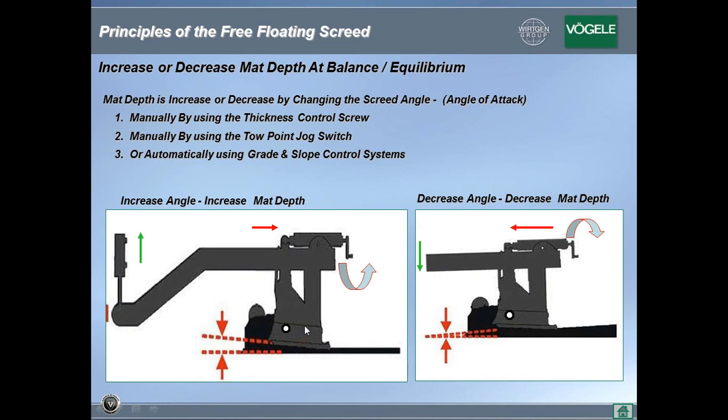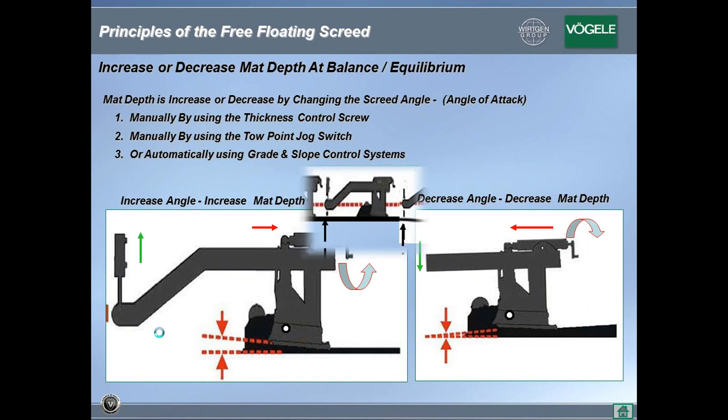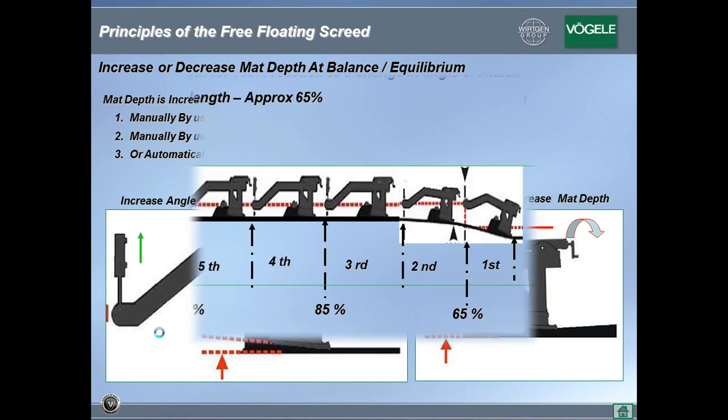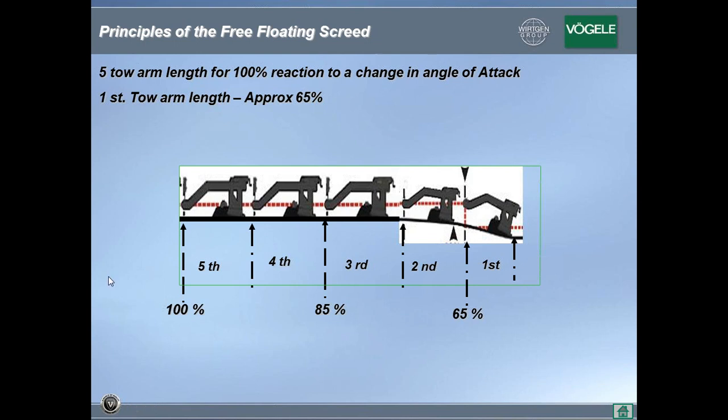So asphalt flows under the screed, pushes the screed up, and the entire mass rotates about that point to give you a thicker mat, or rotates downwards to give you a thinner mat. That process does not happen instantly. That process takes 3 to 5 times the length of the toe arm.